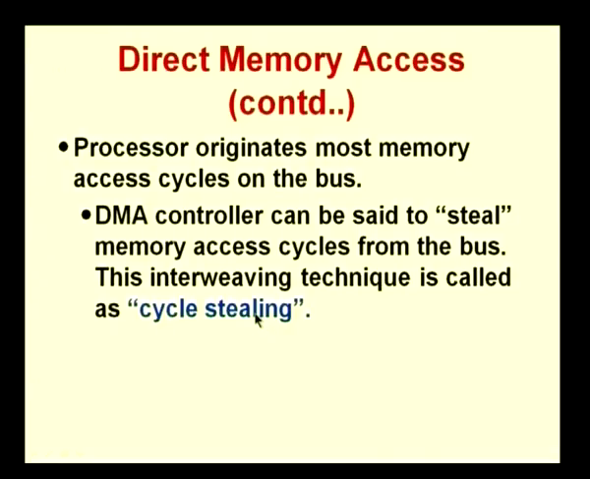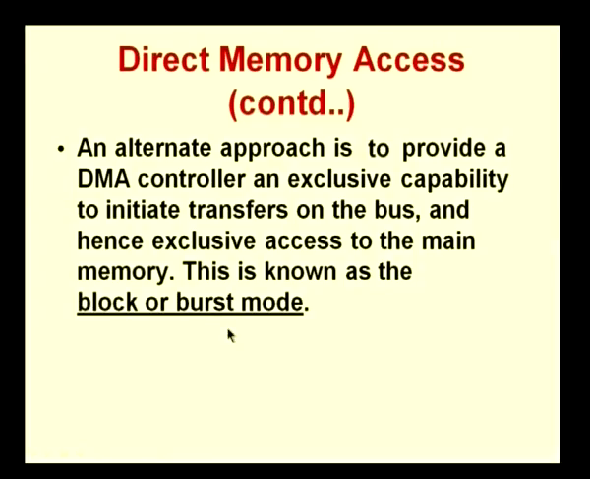But normally the cycle stealing mechanism is a little slow. So, we go for what is called a block or burst mode of data transfer. Here, the DMA controller is given exclusive capability to completely initiate transfers on the bus. So, what we are talking about here is not just that the processor is in control of the bus and then the DMA controller takes access to it, but that both the processor and the DMA controller can have an equal share of the bus, and whoever wants to become the master of the bus, who wants to take control of the bus, can take control of the bus and do the data transfer.